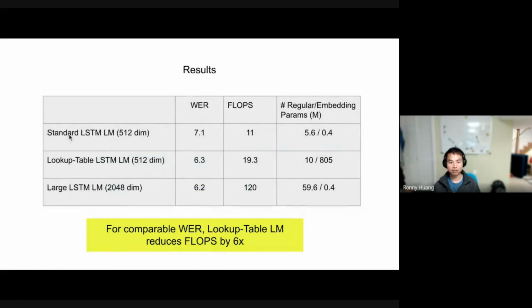Let's look at our results. The first row is the baseline standard LM. The second row is the same LM, but with our auxiliary lookup table. We achieve a 12% relative improvement in the WER, modest increase in flops, and a large increase in the number of embeddings, which again can be stored off chip. Comparing to a large LSTM scaled up in the usual way, we get about the same performance, but for 6x less the cost in terms of latency and operations.